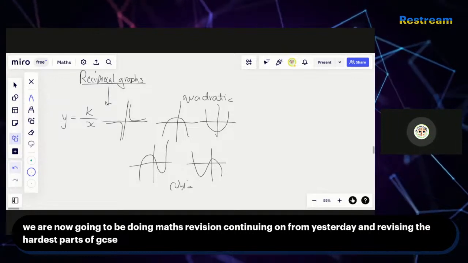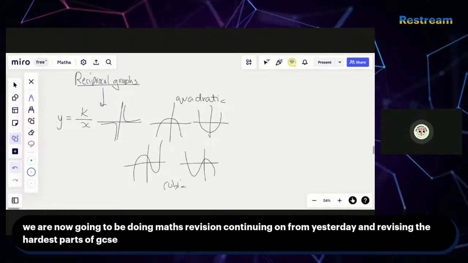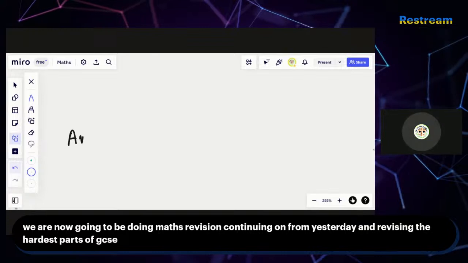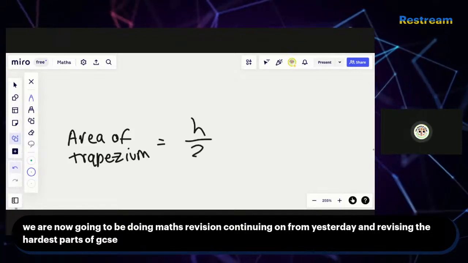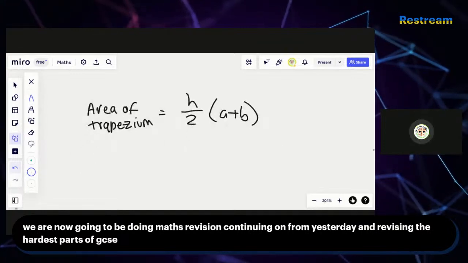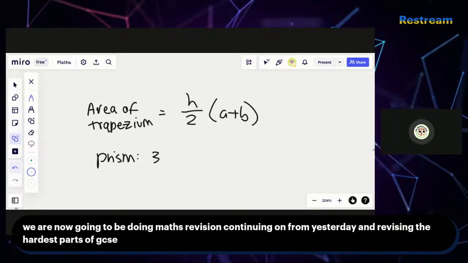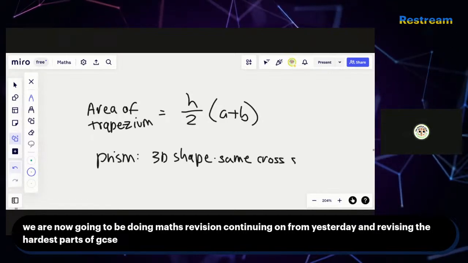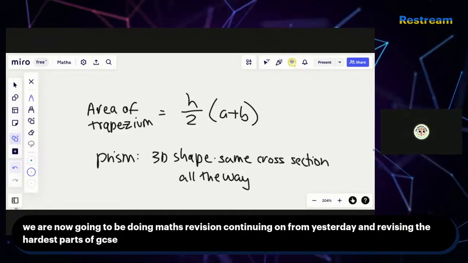Okay, now we know and are familiar with the different graphs. Let's just do a bit of a revision on the different types of areas and the different volumes of shapes. So, area of a trapezium, as we've been through, is the height over 2 multiplied by a plus b. Now, the definition of a prism is any 3D shape which has the same cross section all the way through.